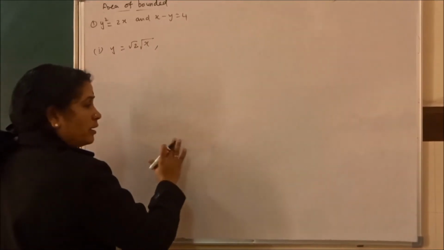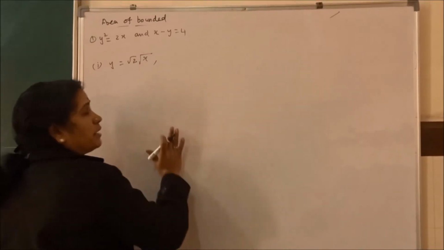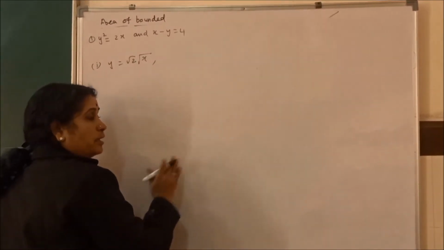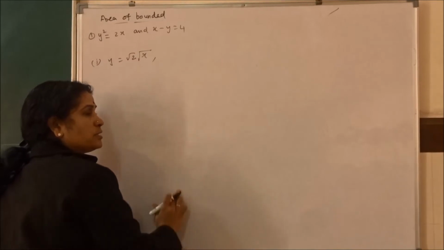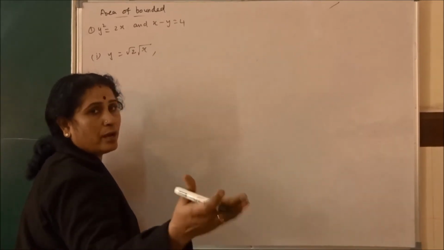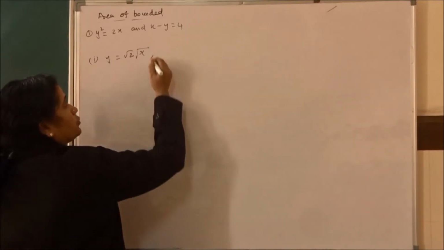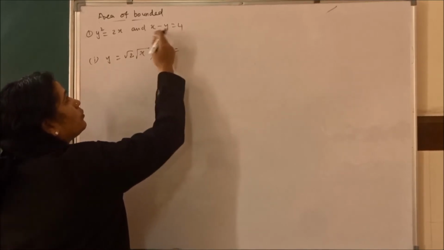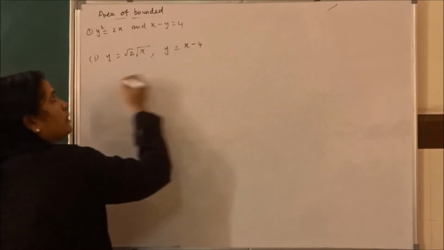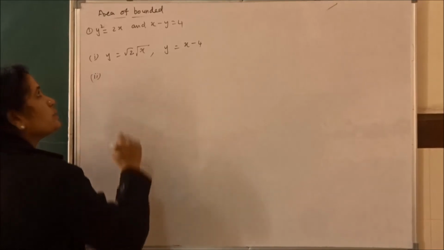Suppose if the limit is on the x-axis, then I can go for area along the x-axis. If I am getting the limit on the y-axis, then I will go for area along the y-axis too. So we will see what changes to make. Now here y equal to what I am getting, x minus 4. Clear? Now step number 2, point of intersection.